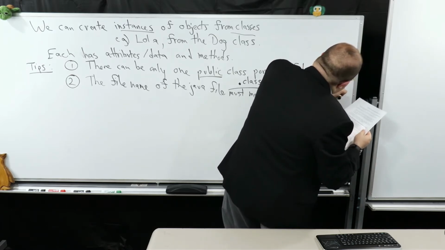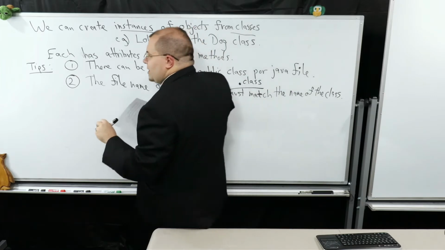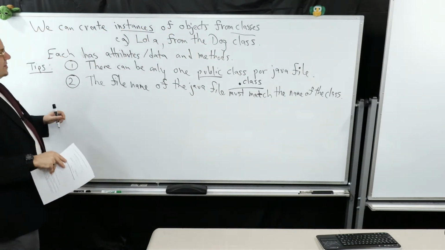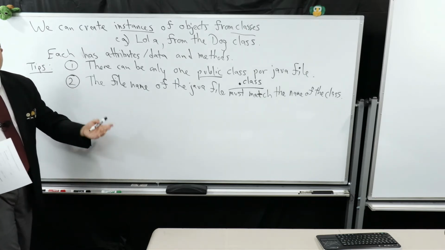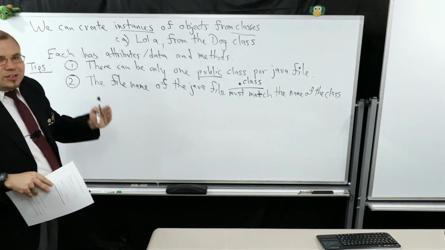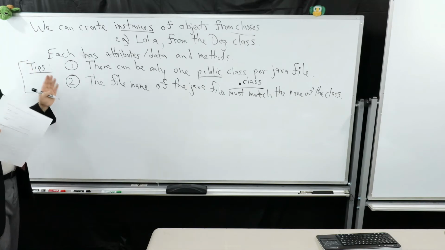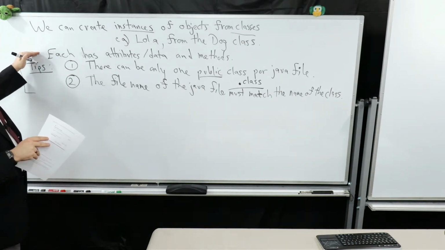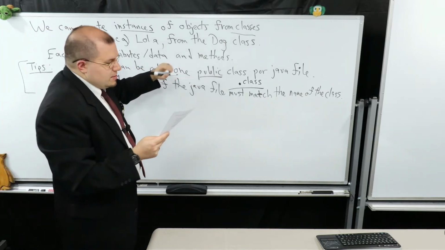So for example, if I have a class called dog, my Java file is going to be called dog.java. You wouldn't call it my favorite dog.java, it has to be called dog.java. That brings me to my next point. I want to talk about these methods, this part over here where I talk about methods.